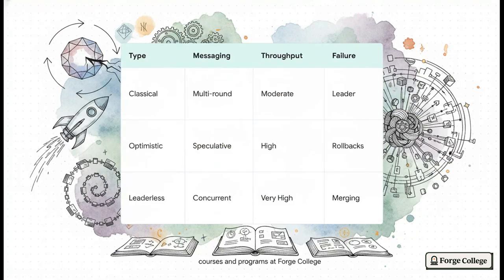Okay, so here is your engineering spec sheet. Let's summarize. Classical gives you moderate throughput with multi-round messaging, but it fails if the leader fails. Optimistic gives you high throughput speculatively, but it fails via those messy, complex rollbacks. And leaderless gives you very high concurrent throughput, but the failure surface there is the sheer complexity of the merging logic. Understanding this table is essentially the secret to reading any protocol's white paper and instantly knowing its operational weaknesses.